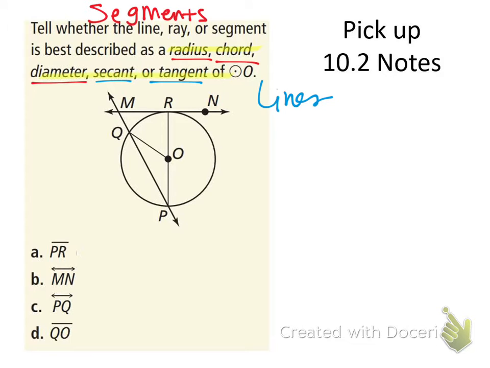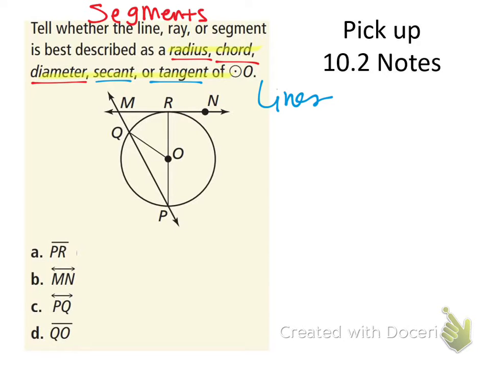It goes from where to where? Center to the edge. Good. Chord goes from edge to edge. And then the diameter goes edge to edge, but it's through the center. A secant and a tangent, they're lines. What is the difference? What does a secant do? Touches a circle twice, and a tangent touches a circle once.